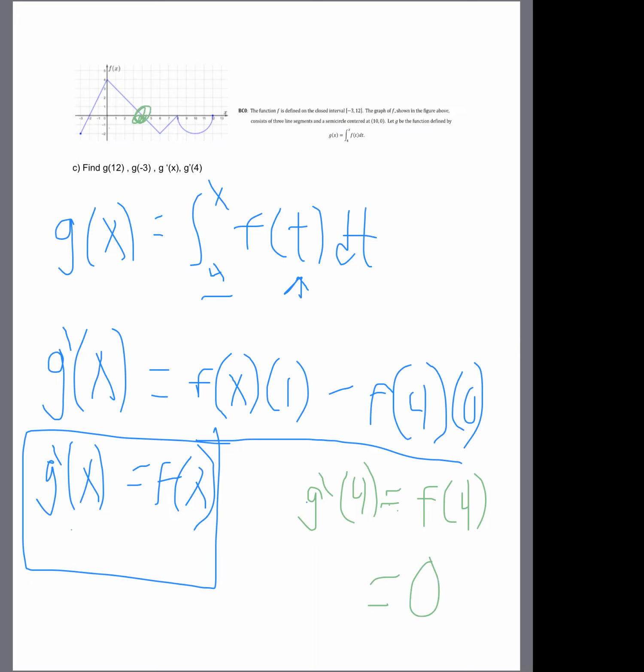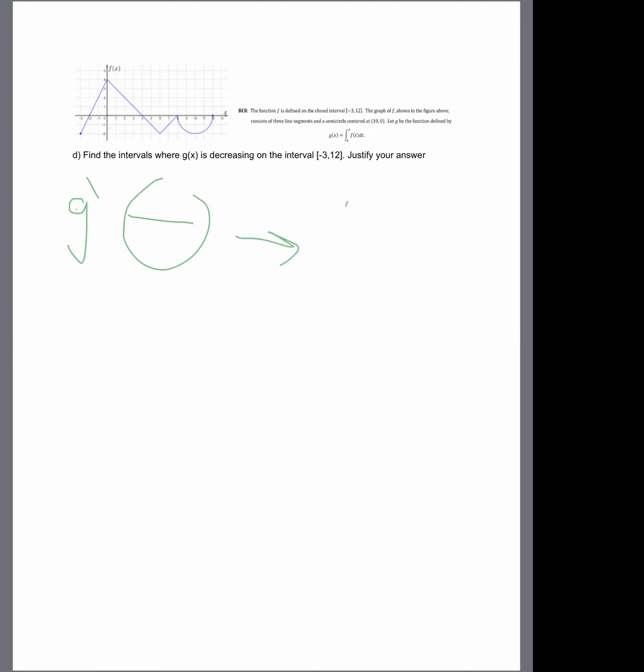Now, I'm going a little fast, but now just to move on to part D, because this is a kind of longer question. All right. So it says, find the intervals when g of x is decreasing on the interval -3 to 12. Justify your answer. All right, so remember, how do we know if something is decreasing? We take the derivative and look at the sign of the derivative. Remember that if the sign is negative, then it must be decreasing. And if the sign is positive, then it must be increasing.